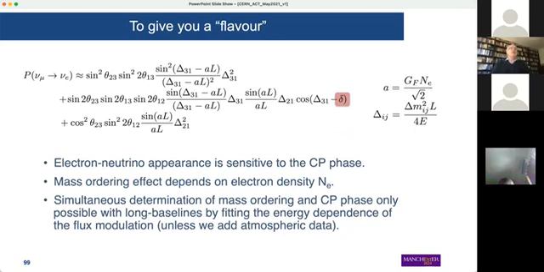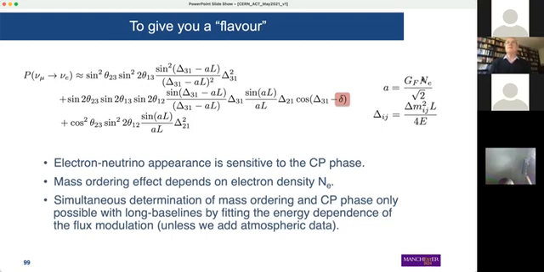Now, to give you a flavor that this is actually more complicated than the simpler equations I showed before, this is the probability for an electron neutrino appearance in the muon neutrino beam. You see that it depends on all these factors, and this A is just proportional to the electron density in the matter it goes through.